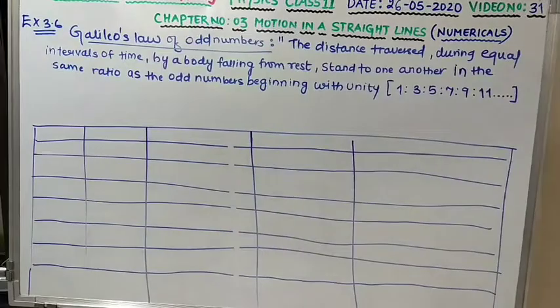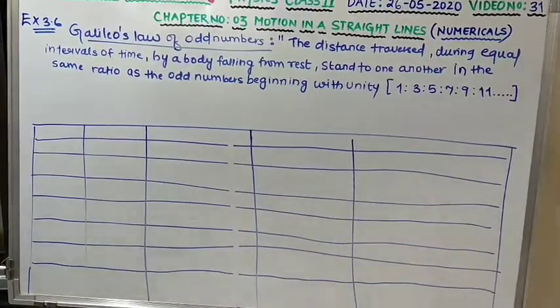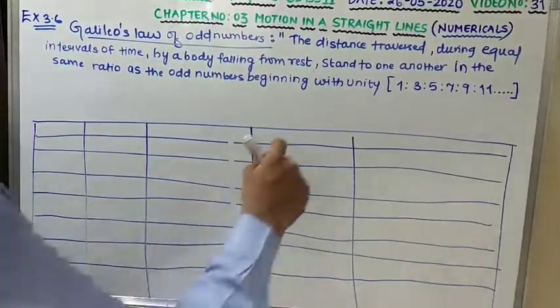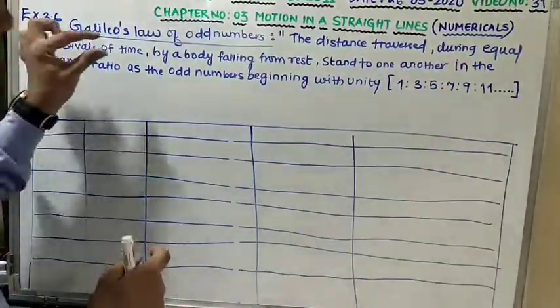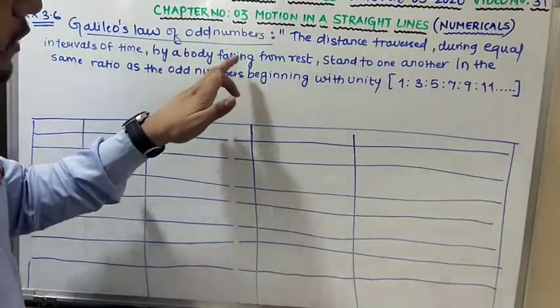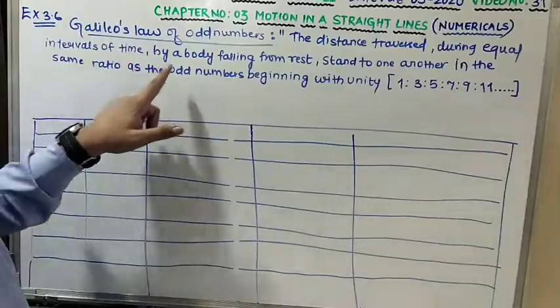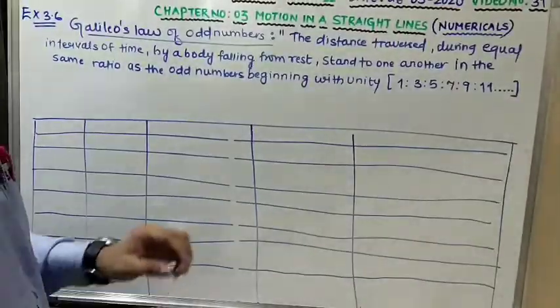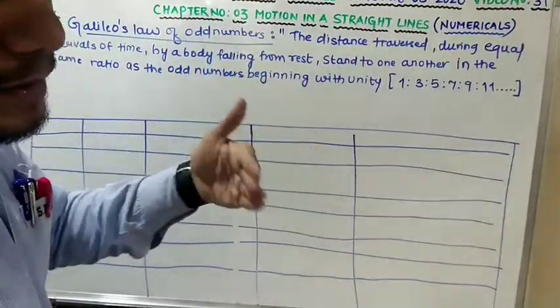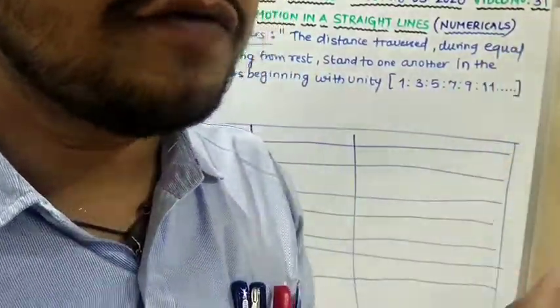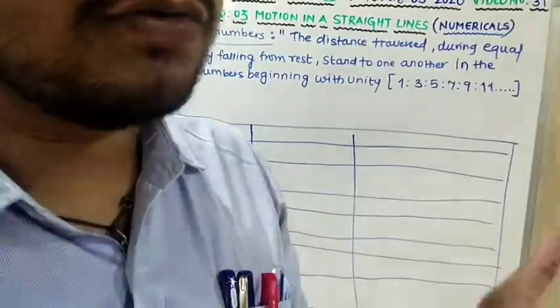Moving ahead. The next example we do have, that is example 3.6, Galileo's law of odd numbers. What is Galileo's law of odd numbers? The distances traversed during equal intervals of time by a body falling from rest stand to one another in the same ratio as odd numbers beginning with unity. Means the distance traveled in successive time intervals is found to be in the ratio of odd numbers from unity. Means it is 1:3:5:7:9:11.